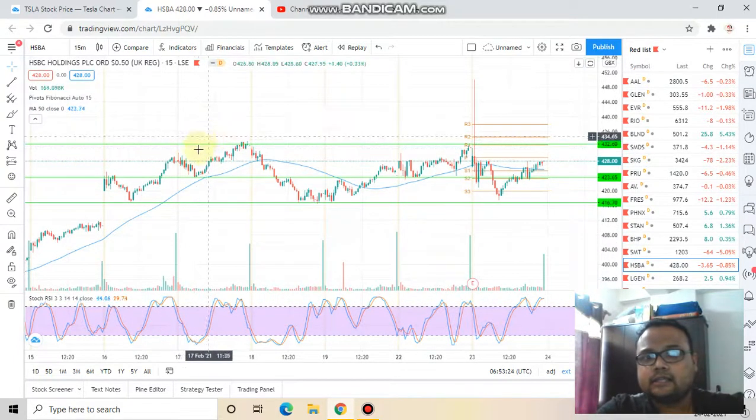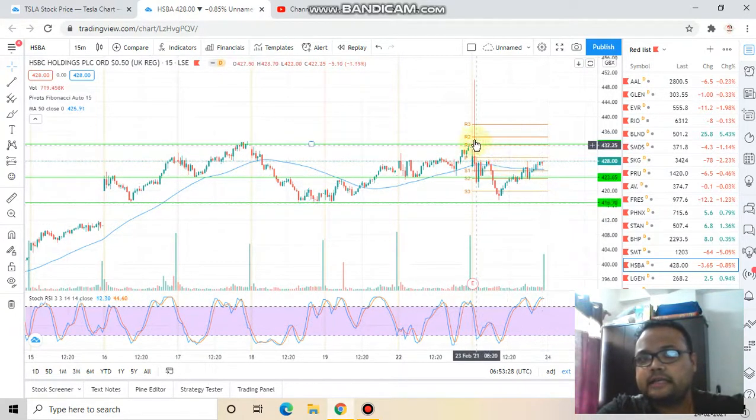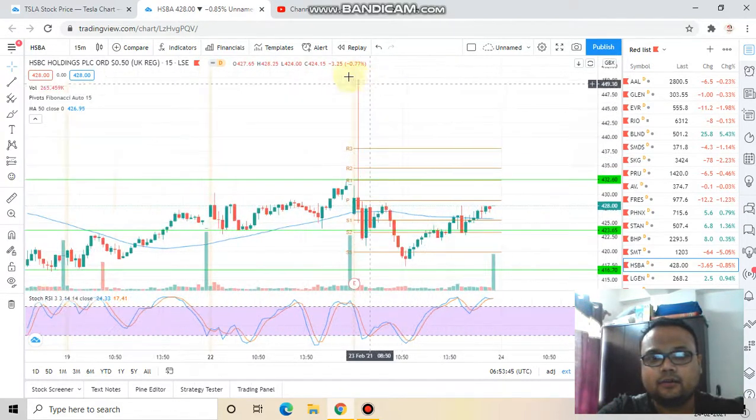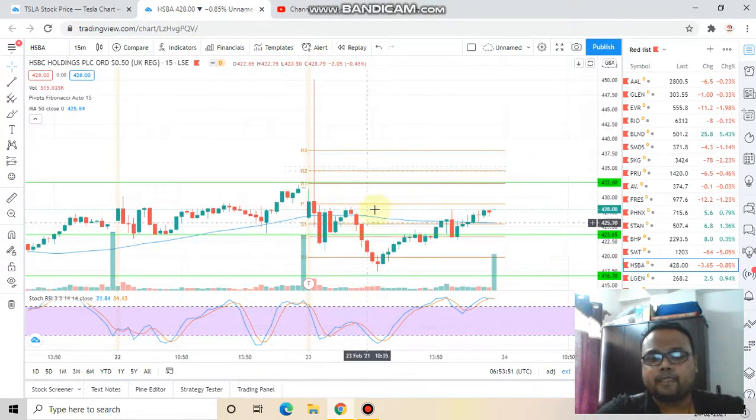HSBC Holdings is still in this particular range only. See, yesterday it went up for a few minutes, till the 449 level. But the price could not sustain, and just look at the price rejection. Just look at the size of the candle. Just look at the price rejection.